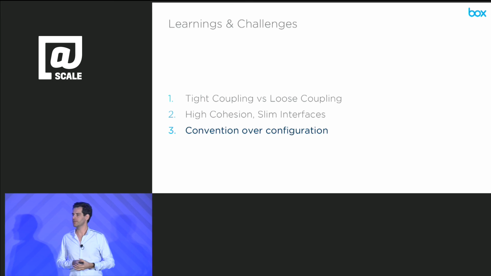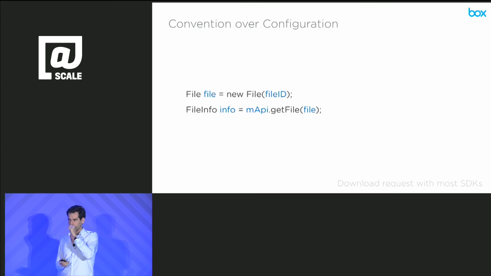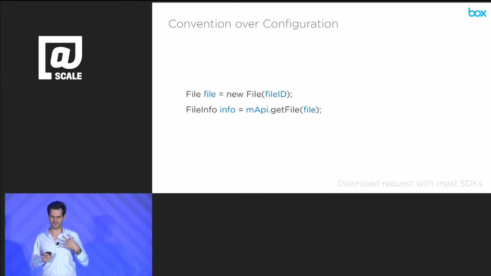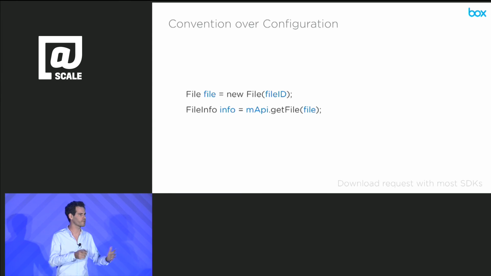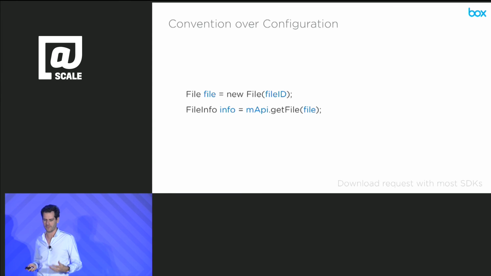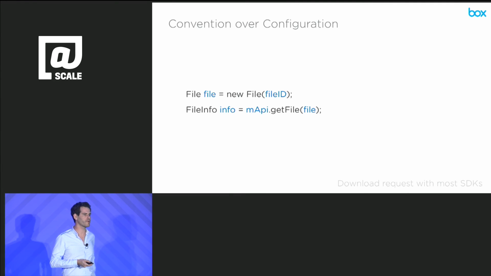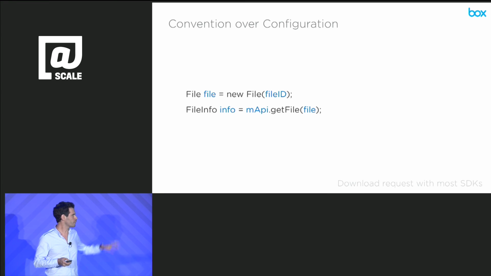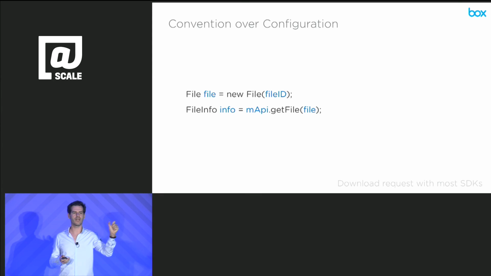The third learning is about convention over configuration. So when you start an SDK, you always start full of good intentions. You think it's going to be the simplest SDK to use. And so let's take, for example, this simple download request as we can find it in many SDKs. So you start simple. You start by thinking, OK, what do I need to download a file? I need a file ID.